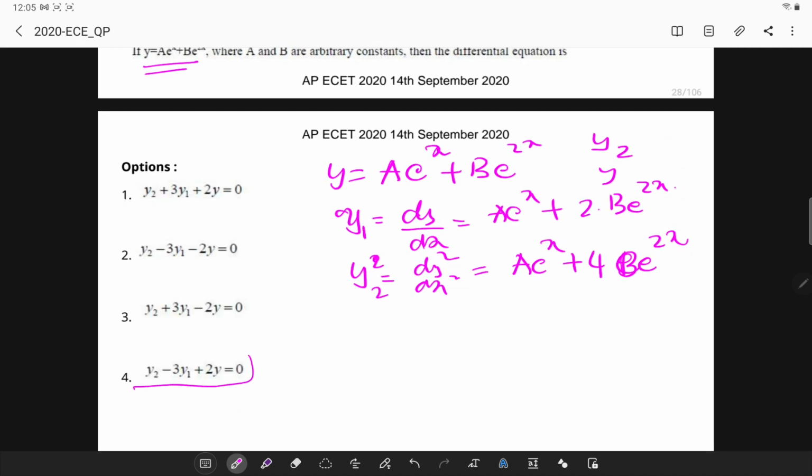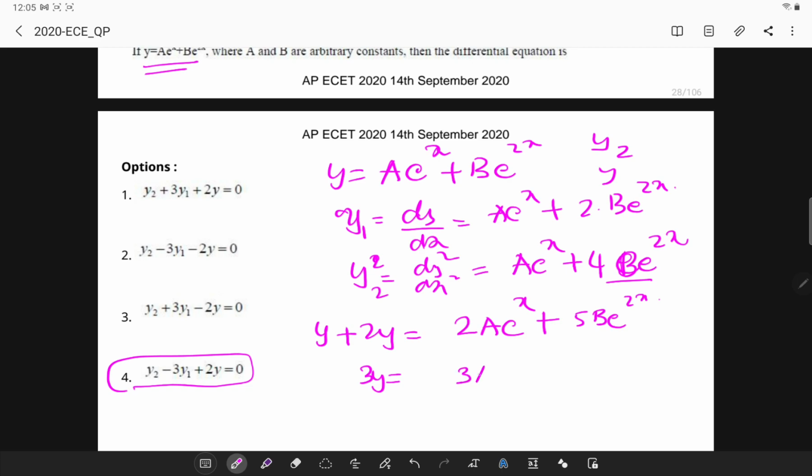See the options related to this, because y2 plus 2y, if you take it, it will be 2a e power x plus 4 plus 4b, which is 5b into e power 2x, and 3y1 will be something like 3a e power x plus 6b e power 2x. So make sure you do the rearrangements to find the solution.